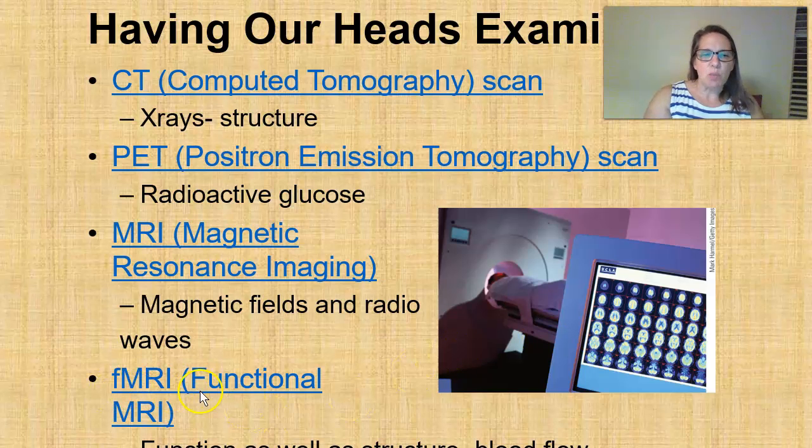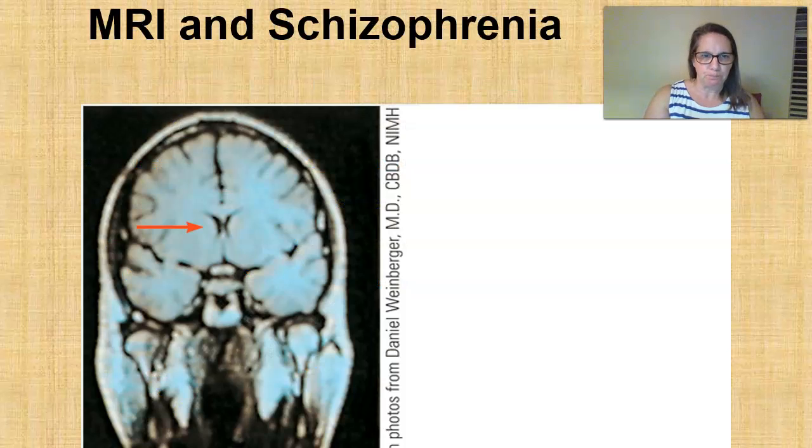And then the last one, and this is the latest invented, is the fMRI, which is a functional MRI. So here we're looking at our brain functioning as well as the structure of the brain. So it's the first brain imaging that looks at both the function and the structure of the brain.